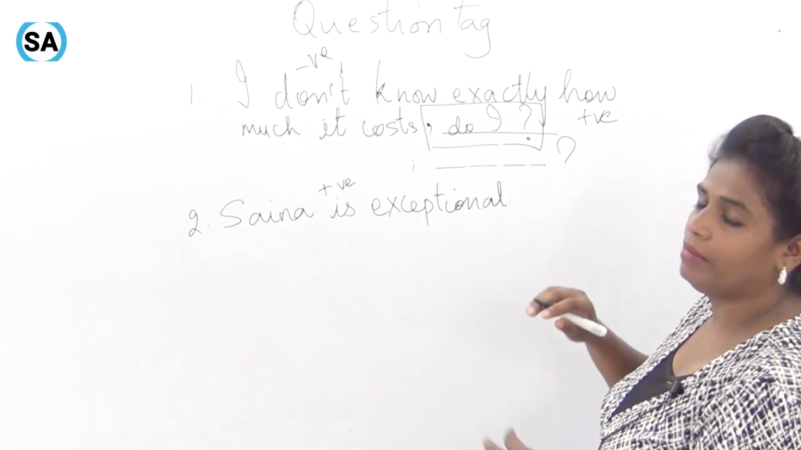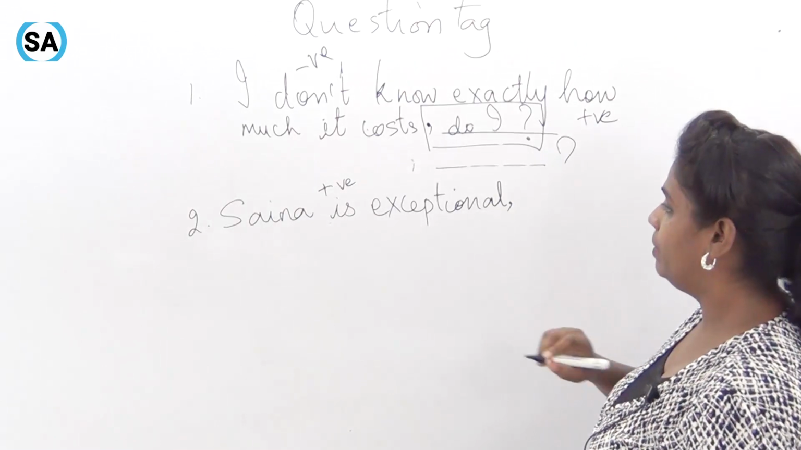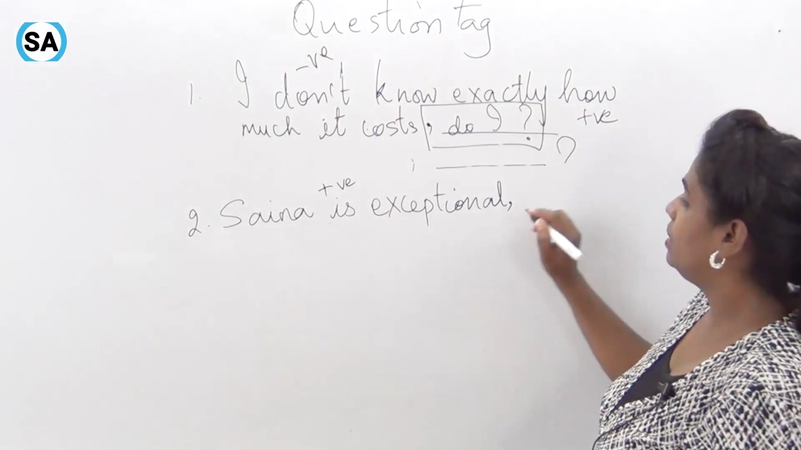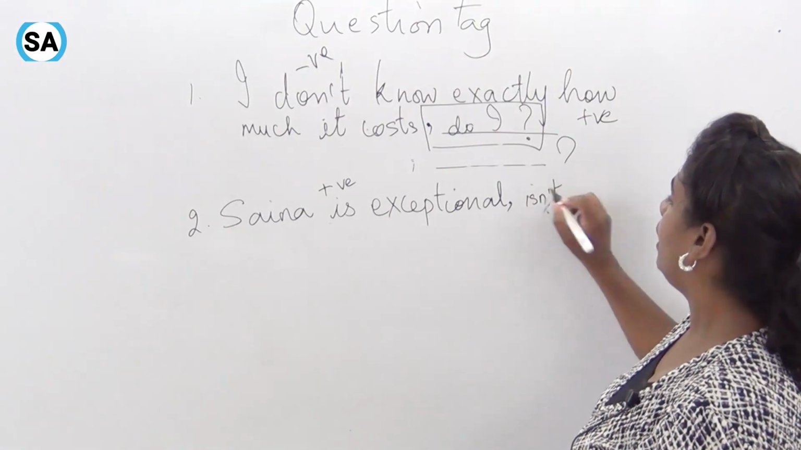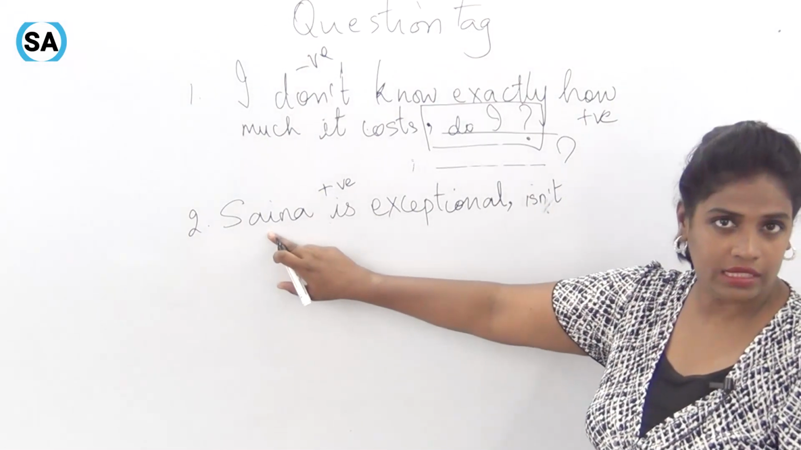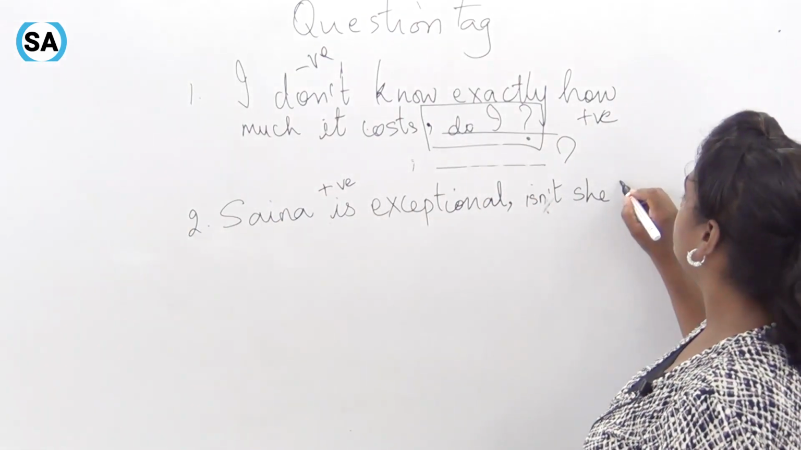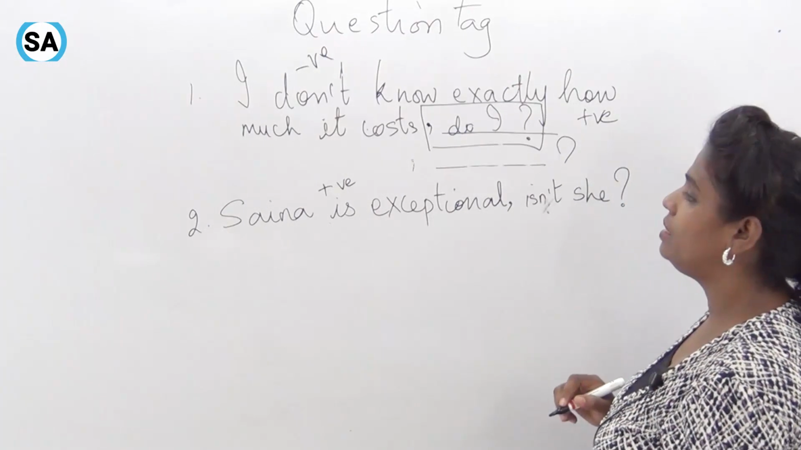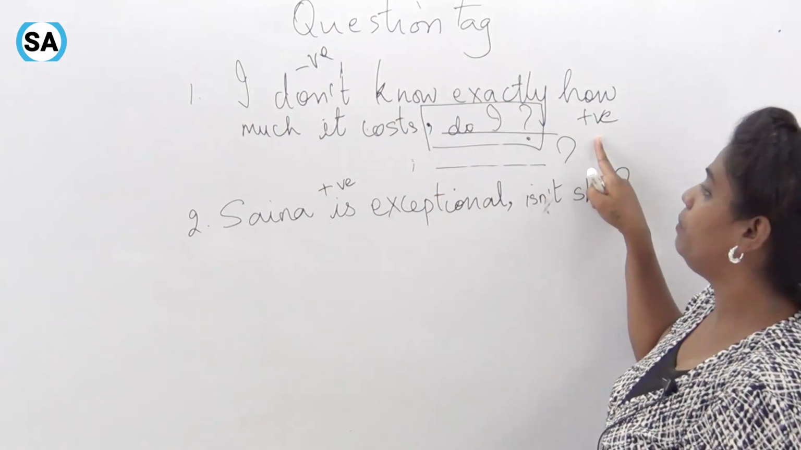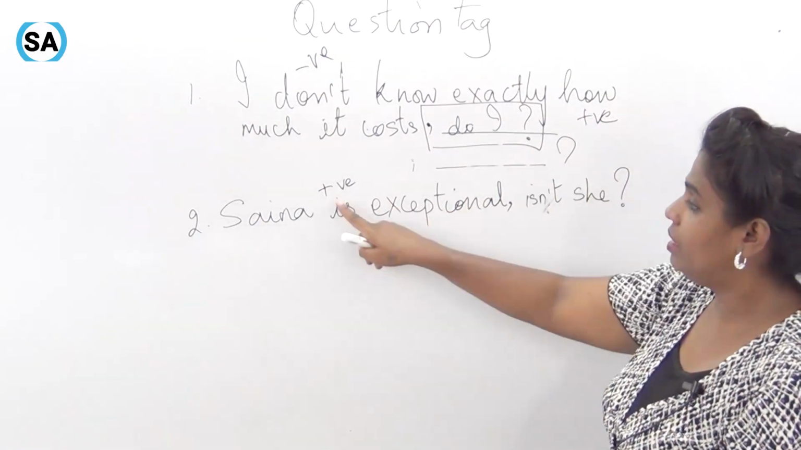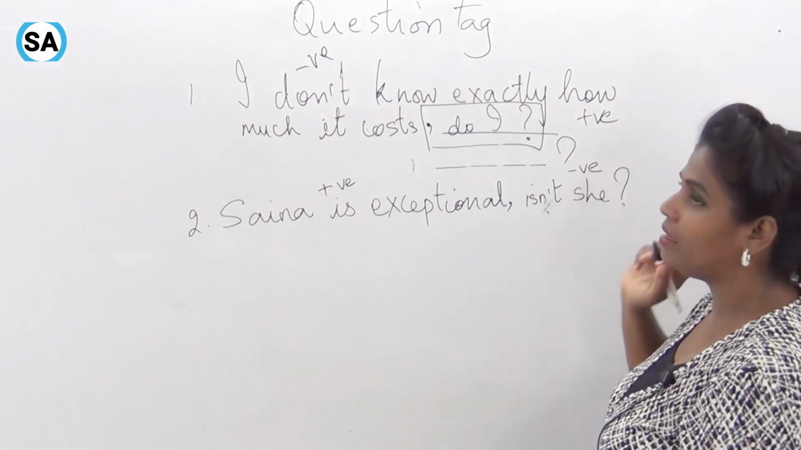So what are the three elements that we require for adding a question tag? It is a comma, is becomes is not, and we have a noun, Saina, with a pronoun replacing it here. We say isn't she, and a question mark. So first sentence negative and positive question tag. Here we have a positive sentence and the question tag is negative.